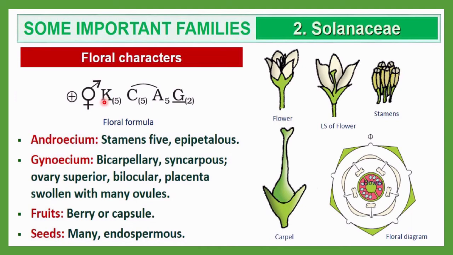Then here, the calyx has 5 sepals fused together, the corolla has 5 petals fused together, and the androecium number is 5, linked with the corolla and epipetalous. Then the gynoecium has a superior ovary, 2 locular, bicarpellary and syncarpous, which is why it is written in the bracket.